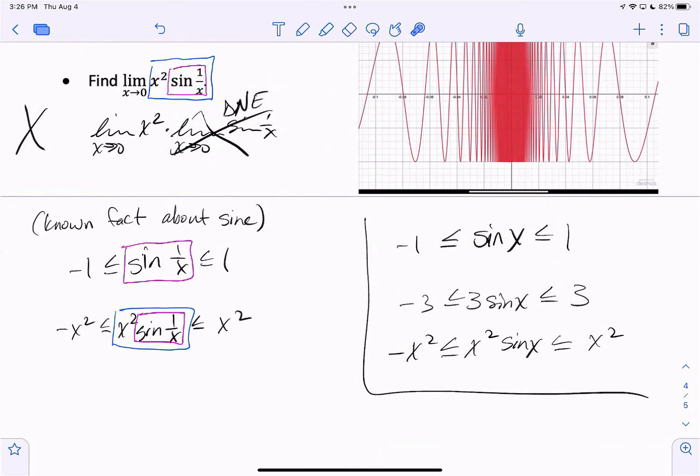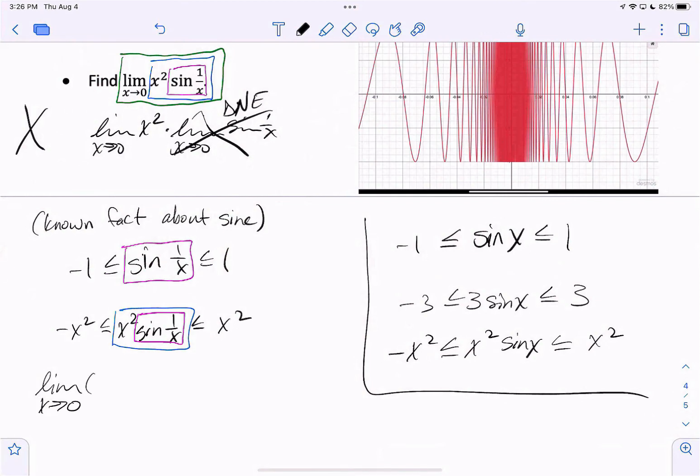It says that if I've got two functions that are in a particular order, like one smaller than the other, then the limit of the smaller function won't be bigger than the limit of the bigger function. In other words, I can take the limit of all three parts of the inequality. And it's the limit as x approaches 0.